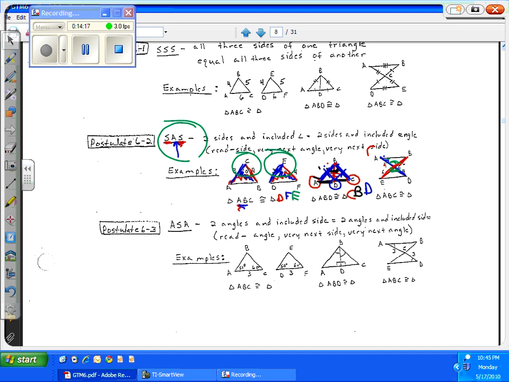Now the A is opposite the red. The D is opposite the red. And so A goes to D.